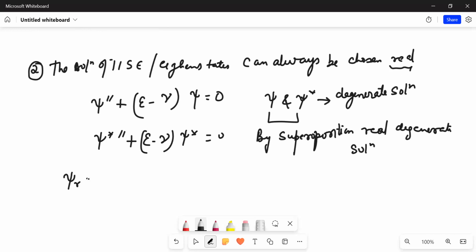See how, if I want to create real wave functions, I can create them like this: psi plus psi star is a real wave function, or I can do another thing, psi minus psi star divided by i, which is also a real wave function. So always remember, we can always choose the energy eigenfunctions to be real.